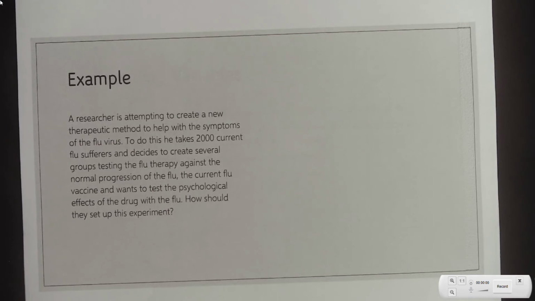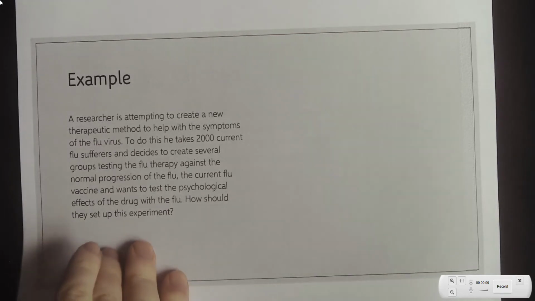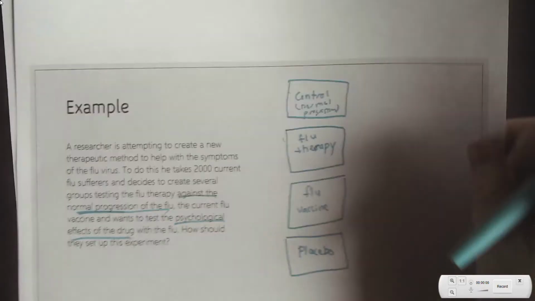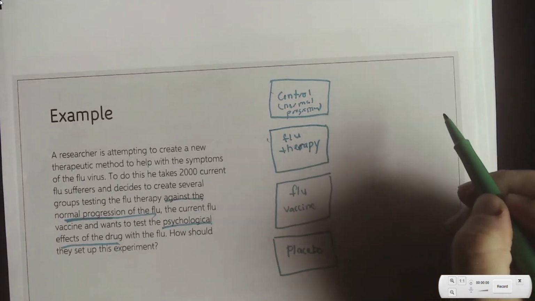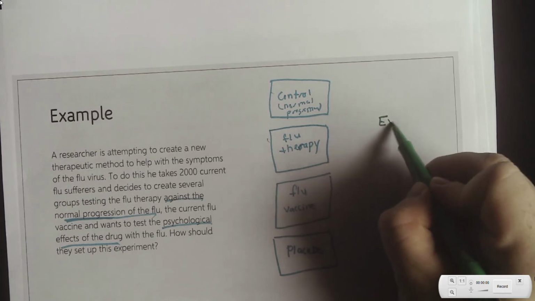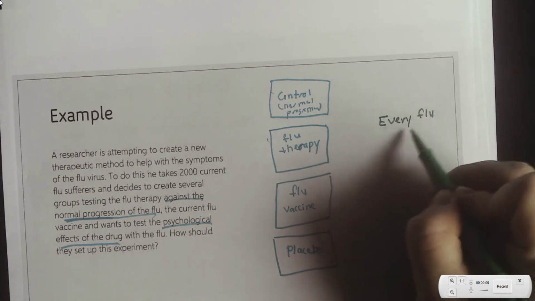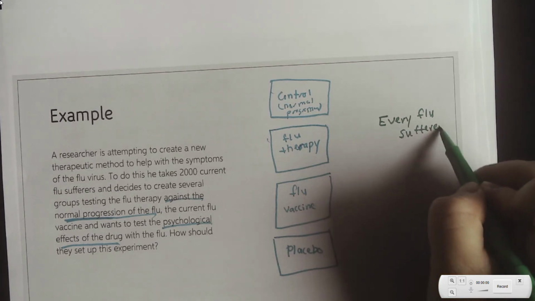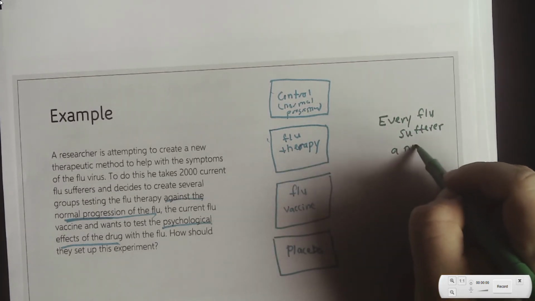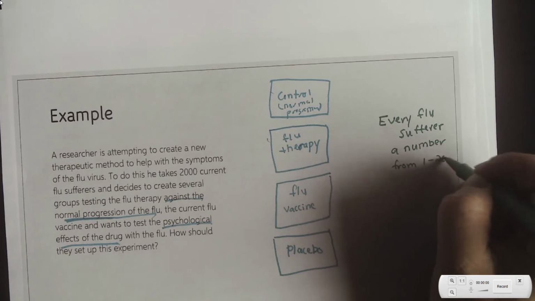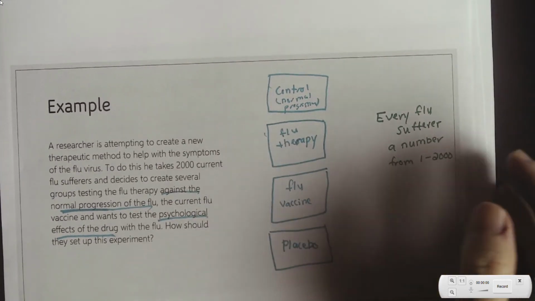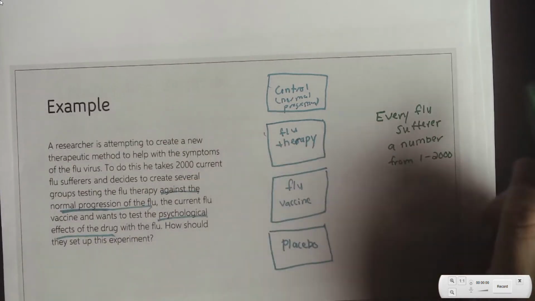So how does it work for this situation? Again, we're going to bring back my old slide. So I got 2,000. So what I might do in this situation is this. I might say I'm going to number every person in that 1 to 2,000. So I'm going to give every flu sufferer a number from 1 to 2,000. This will be done at random. So I just go around like 1, 2, 3.